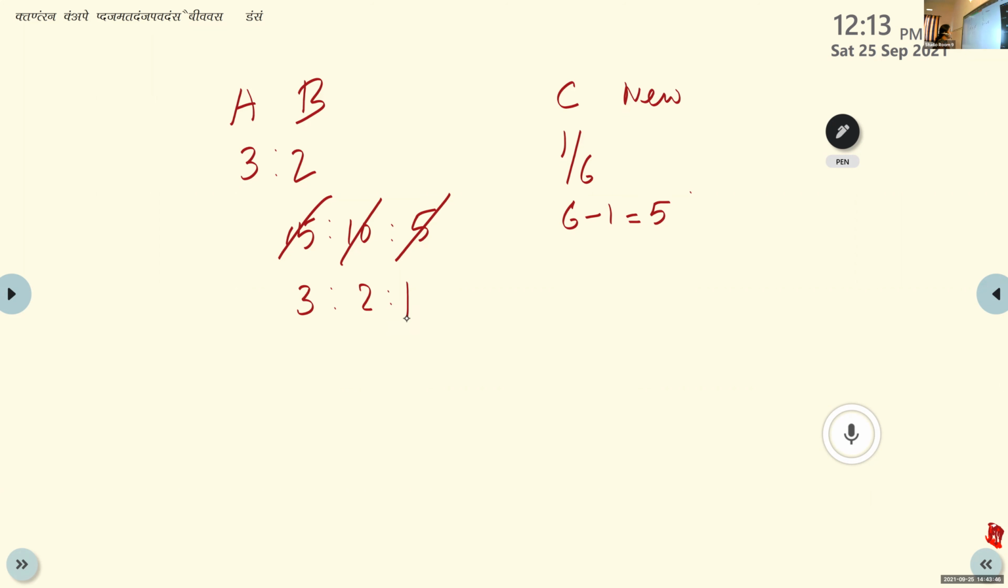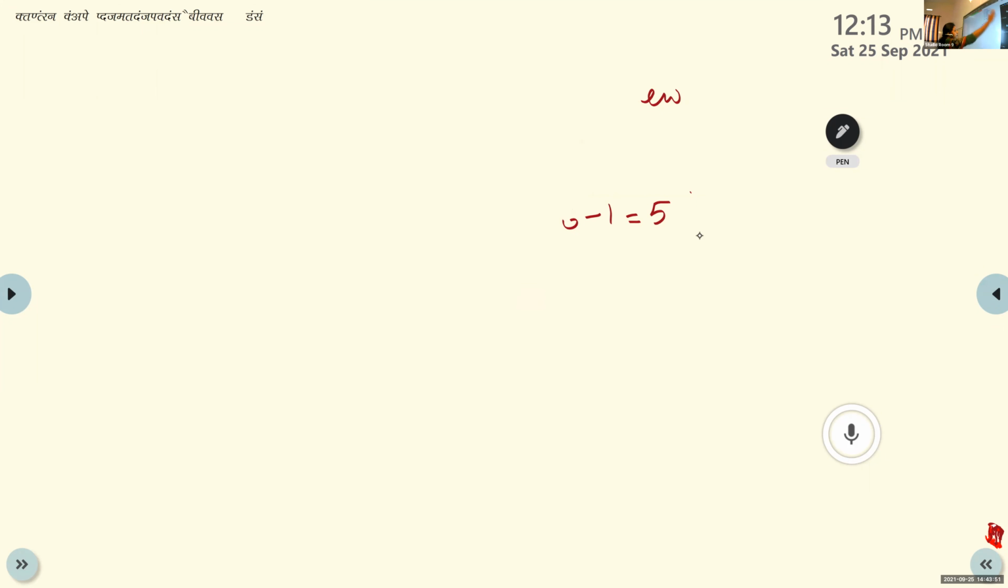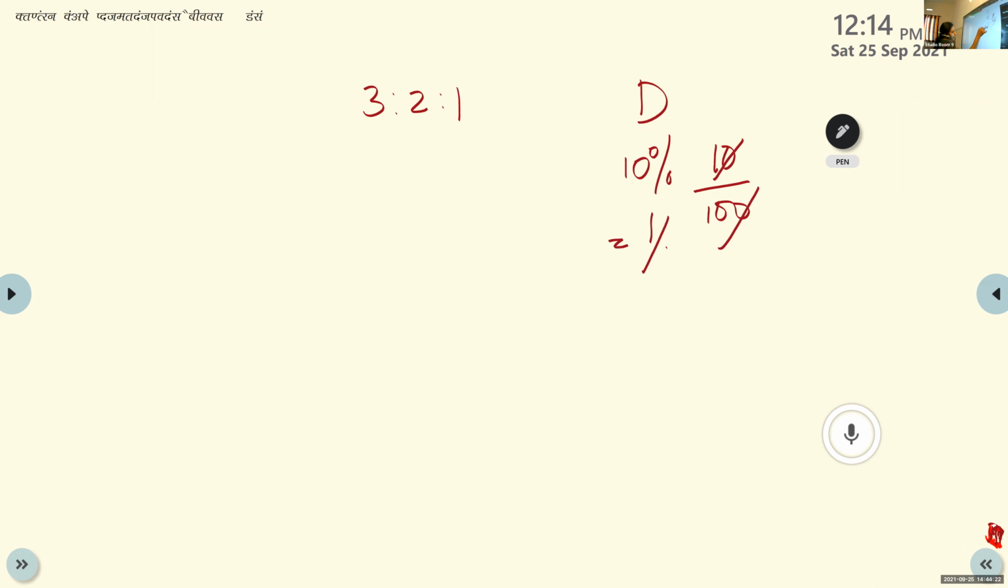ABC. There are 3 partners. They were sharing profits in the ratio 3 is to 2 is to 1. Then they admitted D for 10% profits. Calculate the new profit sharing ratio. 10% means it is 10/100. Cut out the 0. So it becomes 1/10.